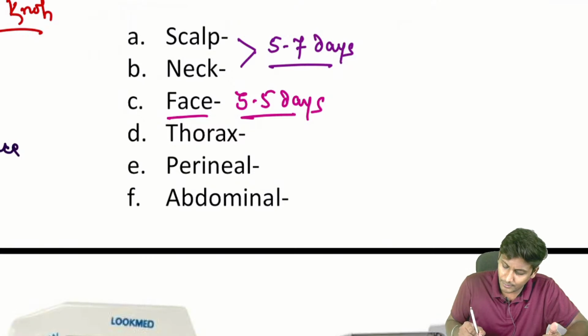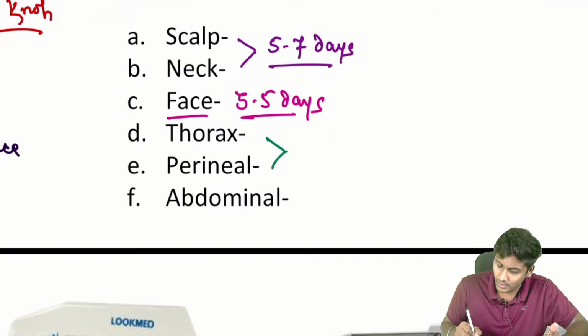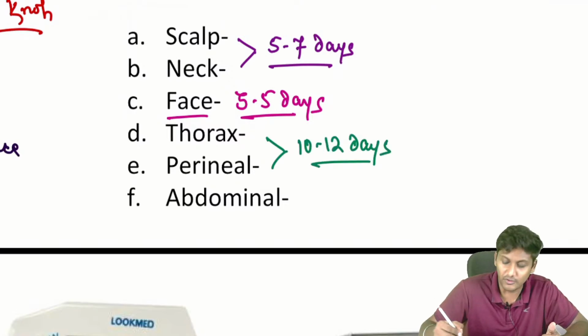Then comes the thorax and the perineal sutures. The thorax and the perineal sutures are usually removed within a span of 10 to 12 days.